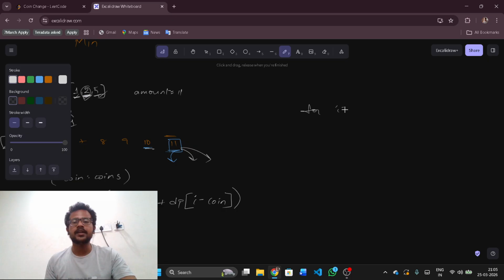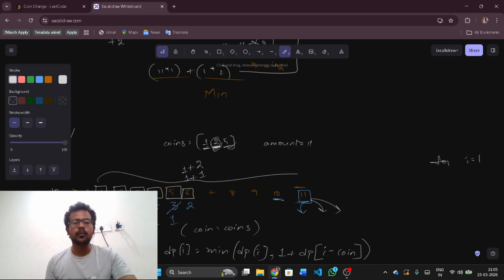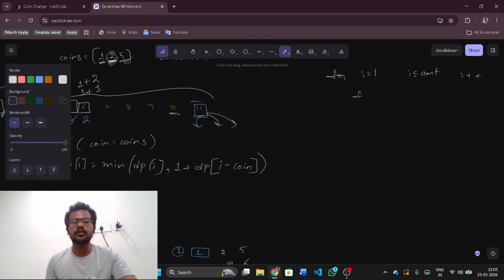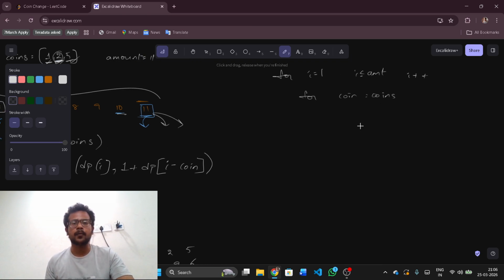So for i equal to 1 till i less than or equal to amount, i plus plus. I'm just updating for 1 to 11, right? For every coin in coins. Now, the first thing: if the coin is greater than the amount which I need, that is i, then I don't go with that coin. So the coin should be less than or equal to i.